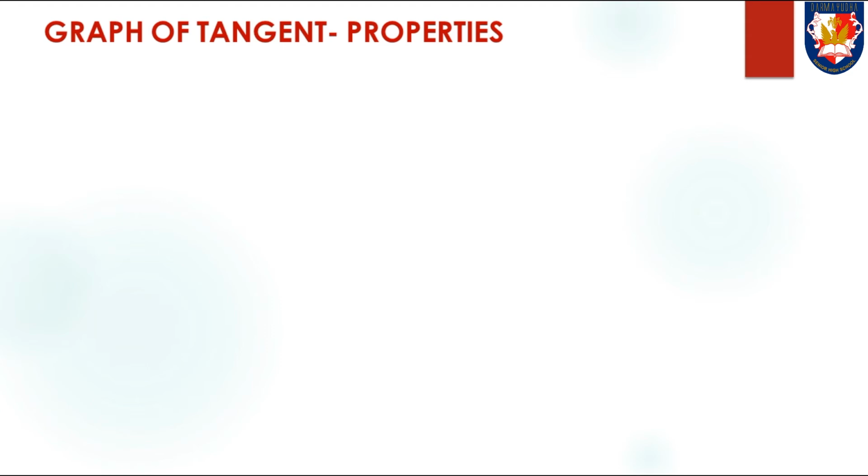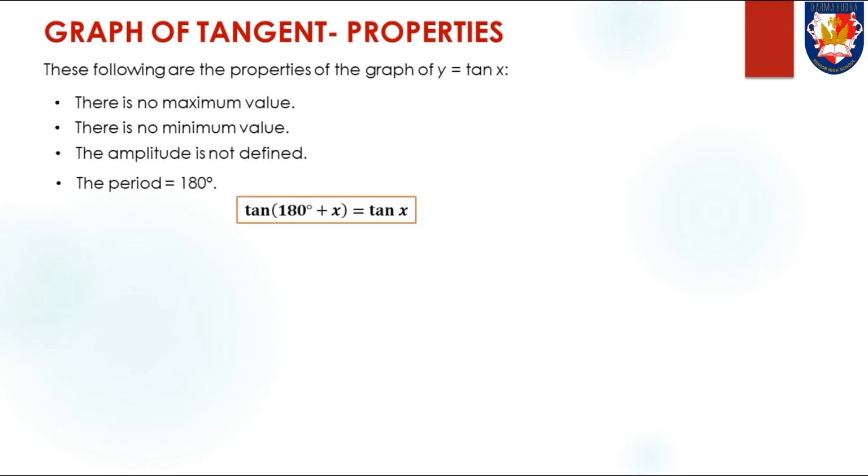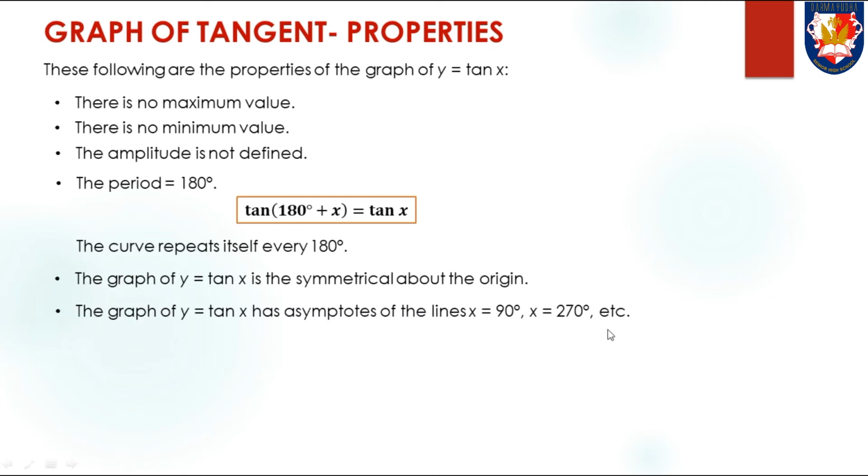And here are the properties of the graph of y equals tangent x. There is no maximum and minimum value, so there is no amplitude, and the period is 180 degrees, because tangent of 180 degrees plus x equals tangent x. The curve repeats itself every 180 degrees, and this graph is symmetrical about the origin. The last one: the graph has asymptotes at the lines x equals 90 degrees, 270 degrees, etc., because the function is not defined there.